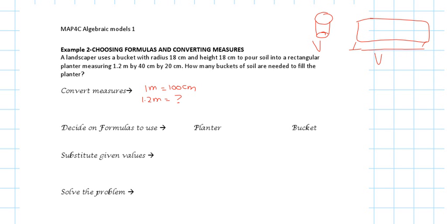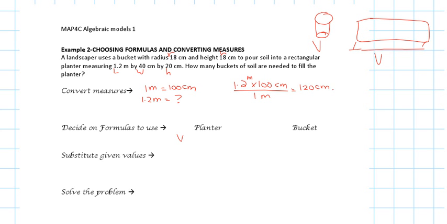And for the bucket, I have my radius and I have my height. So decide the formula to use for the planter. It's going to be volume equals length times width times height. So we decided that we have to use the volume formula. Okay? Why not the surface area? Because I'm looking at how much stuff can I fit inside of it, right? So I need the volume. Same with the bucket. I need the volume of the bucket, which is pi r squared h, right? Did I miss anything? I think it's pi r squared h. Yeah.